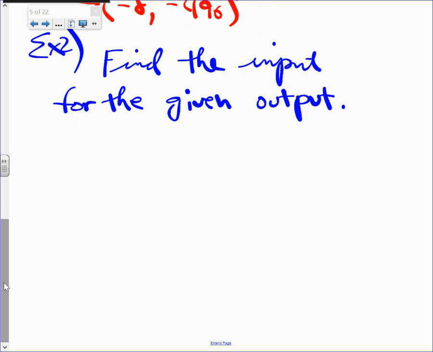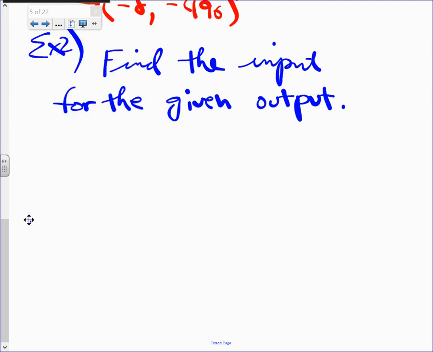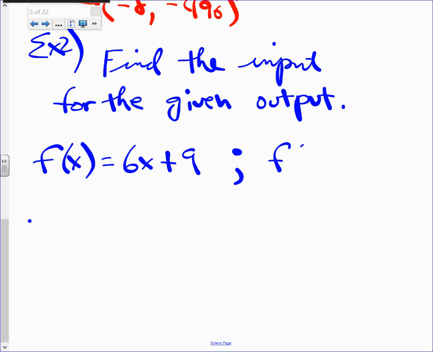Go write example 2. Find the input for the given output. And let me give you the equation. Dodger Blue, since they're going to be winning the World Series next year. F of x equals 6x plus 9; I'm going to give you the output now. The output is f of x equals 21. I'm going to write that down.